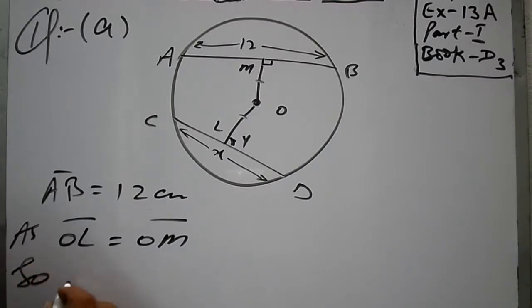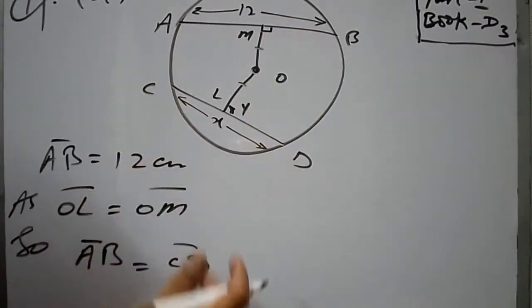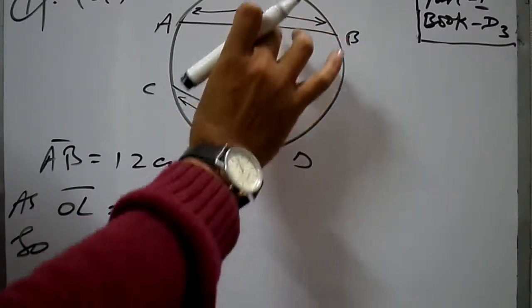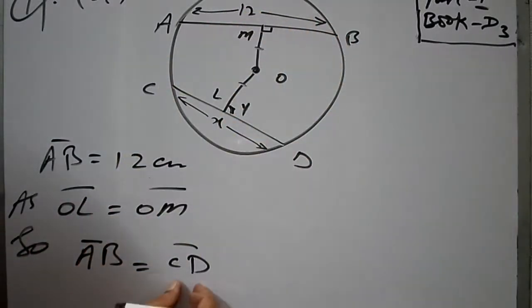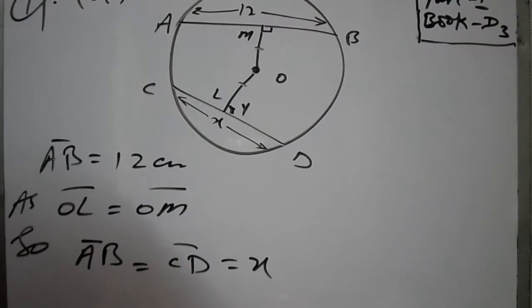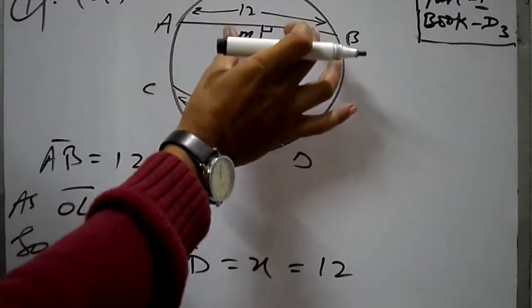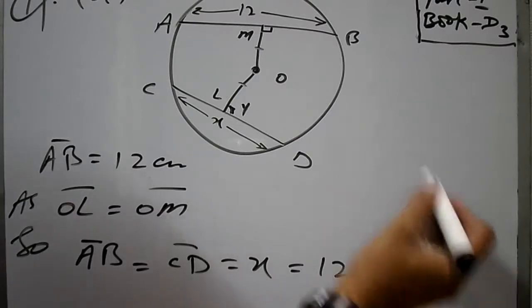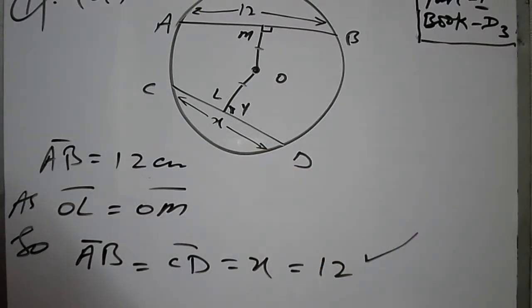So AB is equal to CD, because OL is equal to OM, so they are equidistant, so they must be equal. We have to find the value of x, so it is equal to 12, because AB is equal to 12, so CD also must be equal to 12. This is by using property number 2, which we have just discussed.